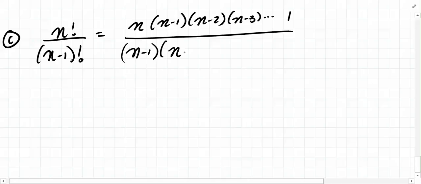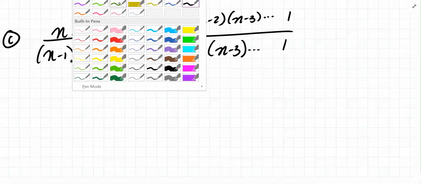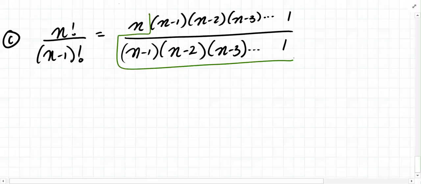Anybody see anything really nice that happens here? Look, all of that makes a fancy 1. So all of this just simplifies to n. Okay, the last idea for the day is called summation notation.